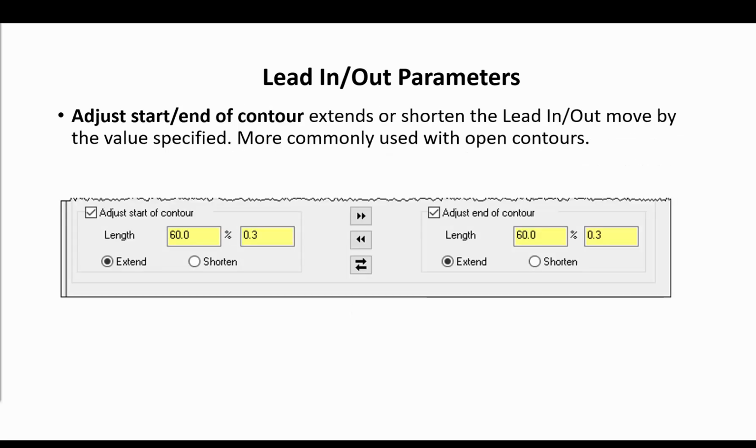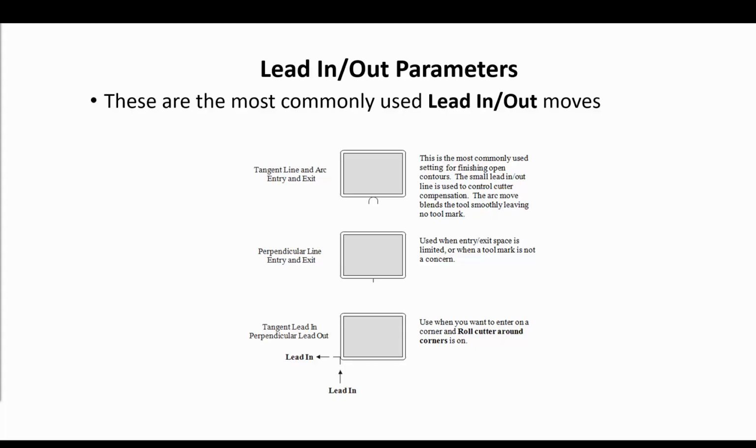Adjust start end of contour extends or shortens the LeadInOut move by the value specified. It is more commonly used when machining open contours. These are the most commonly used LeadInOut moves.